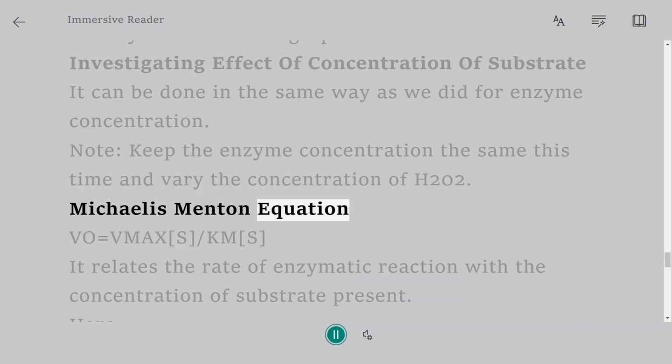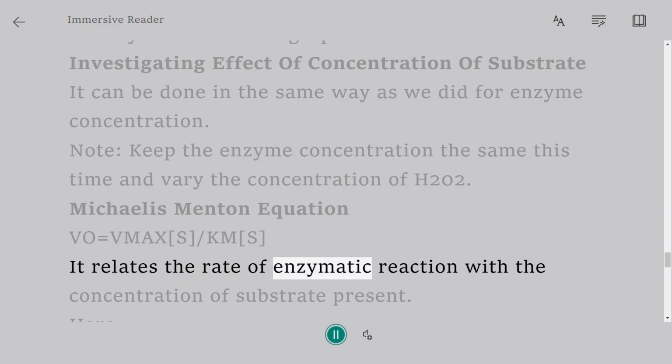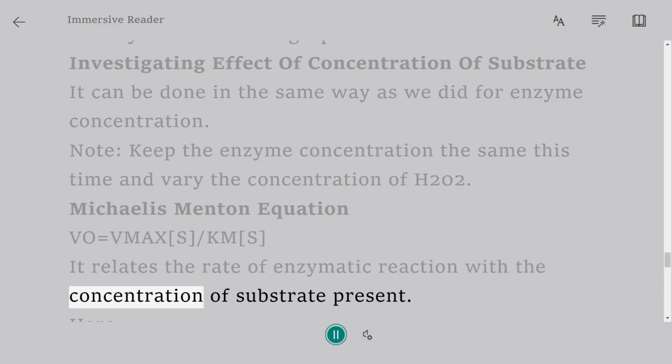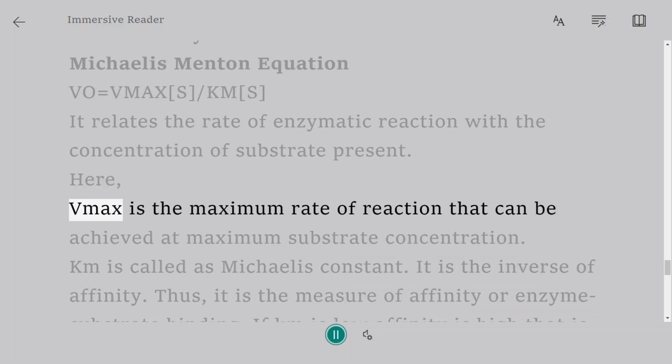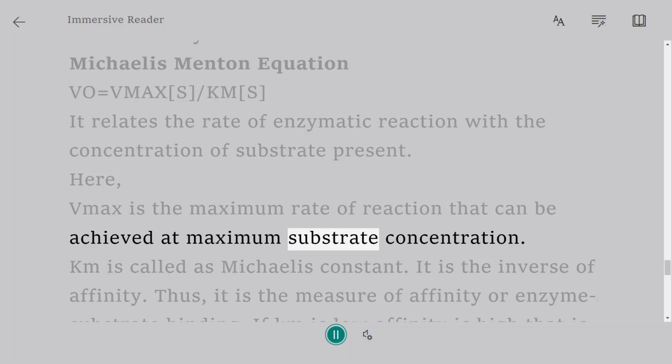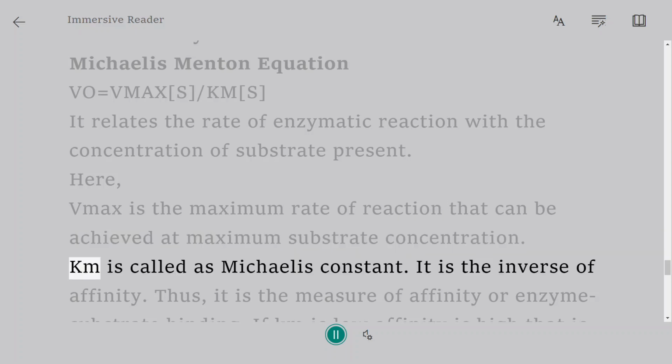Michaelis-Menten equation. V0 equals Vmax [S] / (Km + [S]). It relates the rate of enzymatic reaction with the concentration of substrate present. Here, Vmax is the maximum rate of reaction that can be achieved at maximum substrate concentration. Km is called the Michaelis constant.